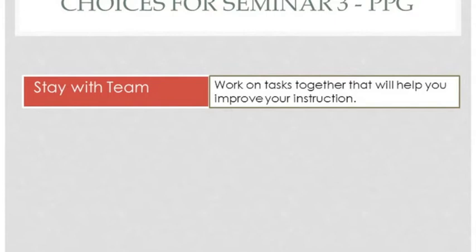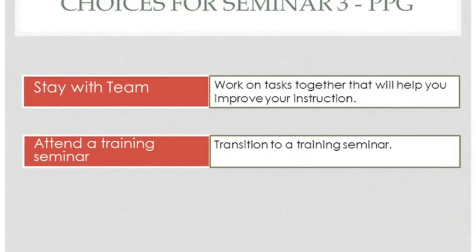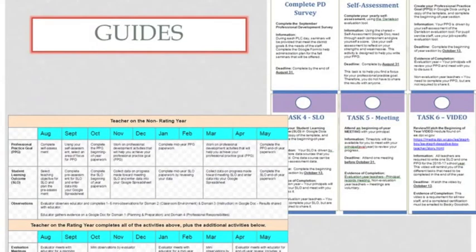At 2:55, teams can decide to stay with their team or can attend a training seminar that will be held throughout the district. This time is used to improve your instruction in the classroom. To help keep you on track with these reports, remember that your point people gave you 2 guides in August, a punch card that outlines the fall due dates and tasks and an overview of the educator effectiveness cycle. Not all of you are on the same track, so this visual will help you determine what is due if you're on a rating year or a non-rating year.